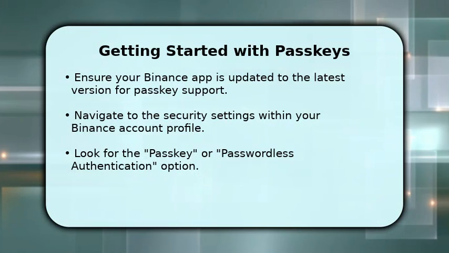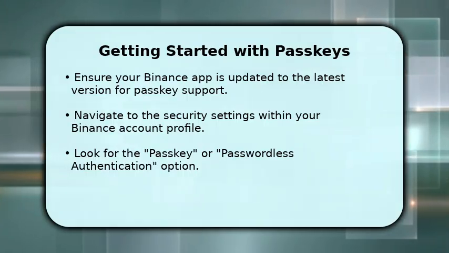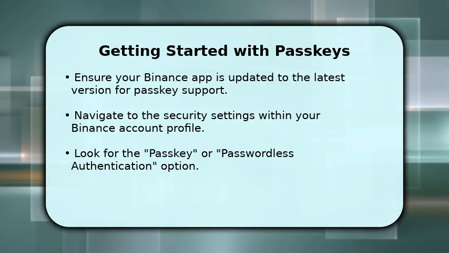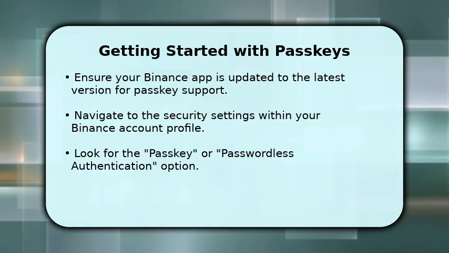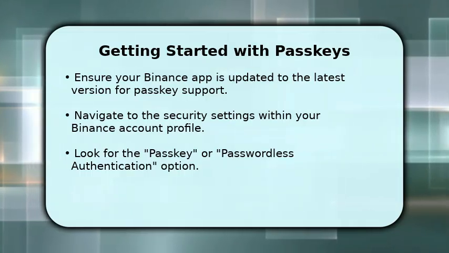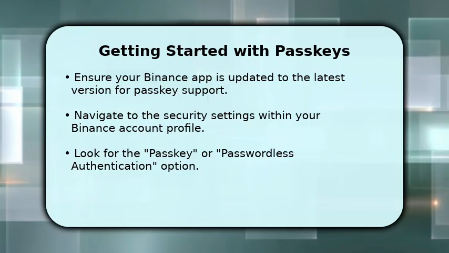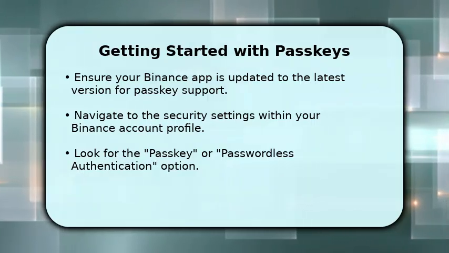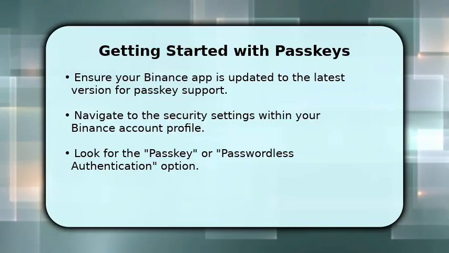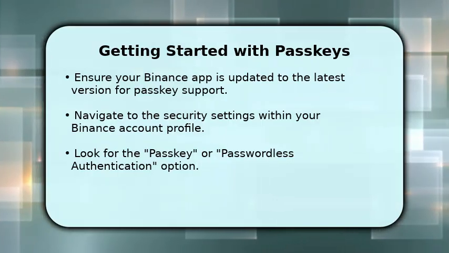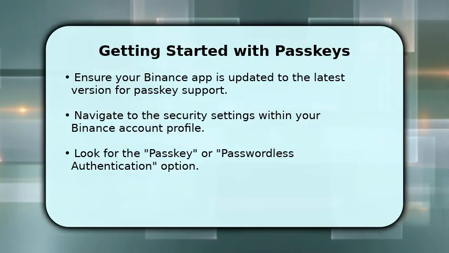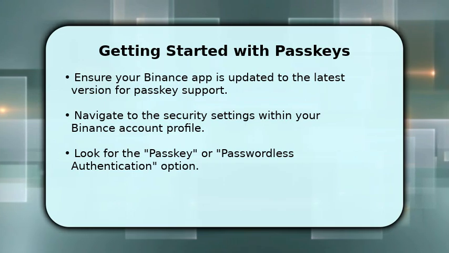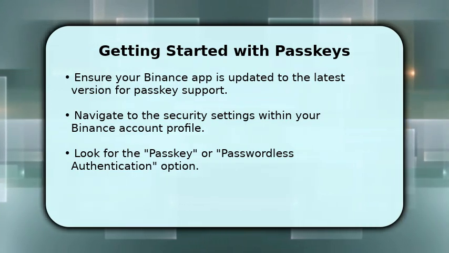To begin, make sure your Binance application is fully updated to its most recent version, as Passkey functionality requires this. Once updated, open the app and access your account profile. From there, you will need to navigate to the Security Settings section. Within these settings, carefully locate the option specifically labeled Passkey or Passwordless Authentication to proceed with the setup. This is your gateway to enhanced account protection.